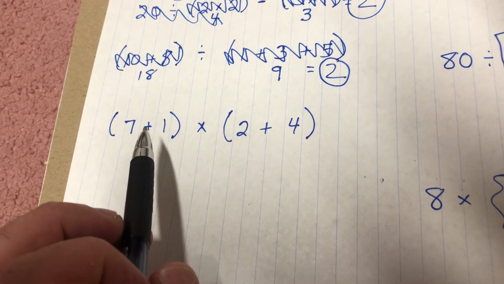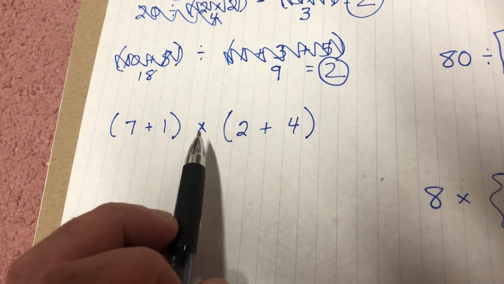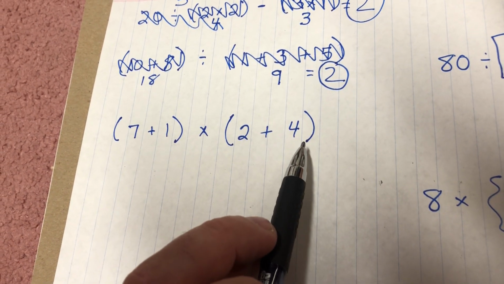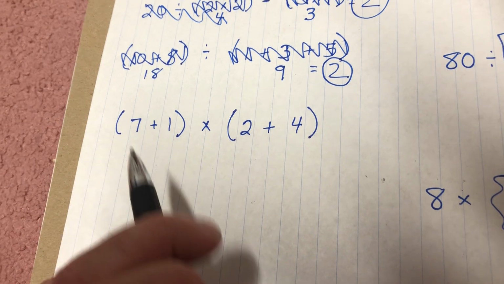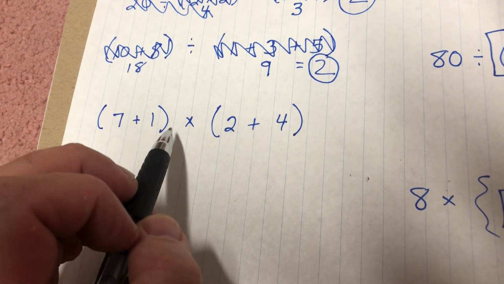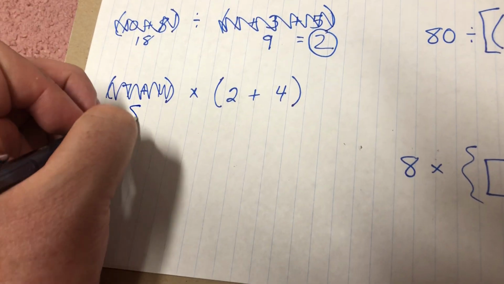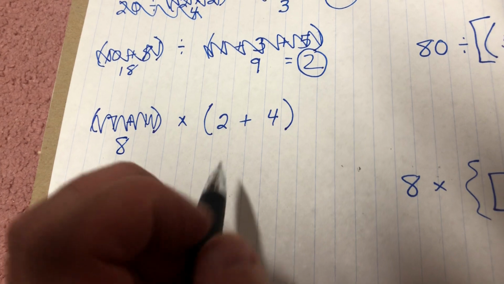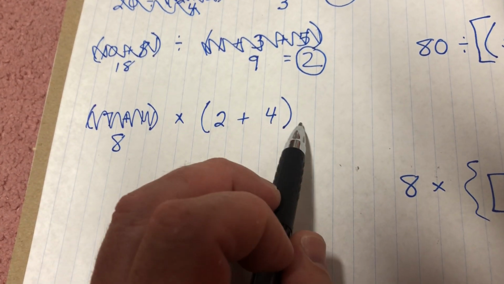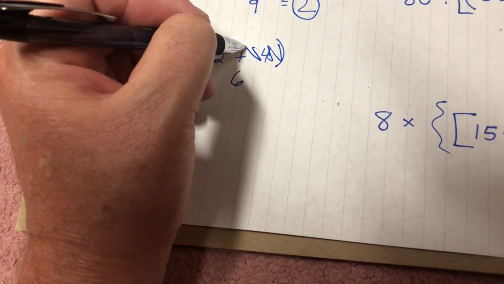All right, we're moving right along here, fifth graders, to the third example. We're going to have a total of 6 on the video. We have 7 plus 1 in parentheses times 2 plus 4 in parentheses. First rule tells us to clear parentheses. Well, here's 7 plus 1. 7 plus 1 is 8. Here's parentheses 2 plus 4. 2 plus 4 is 6.